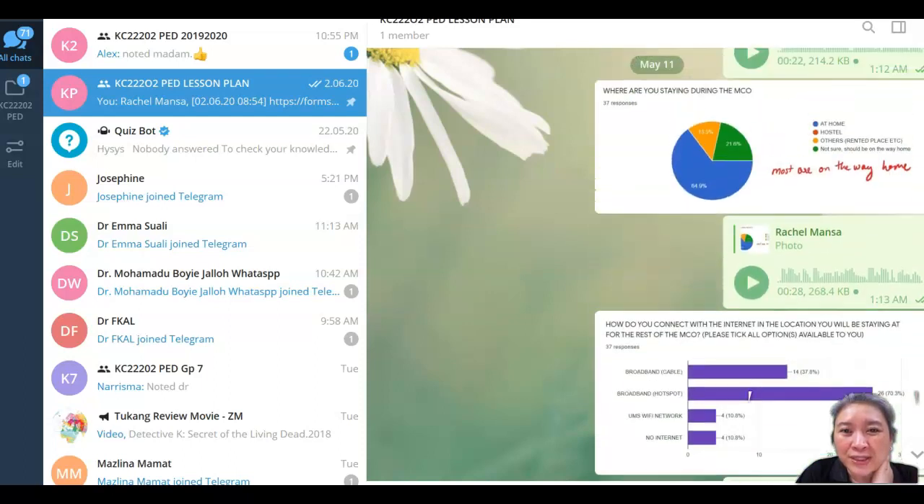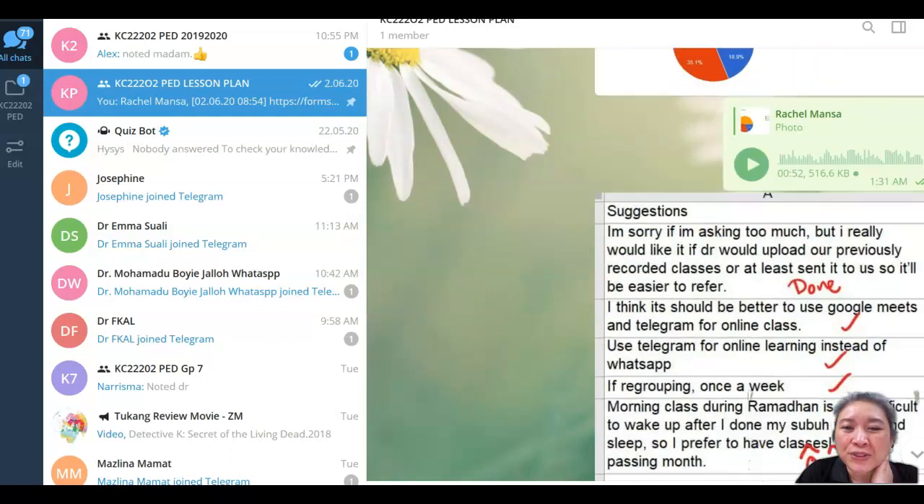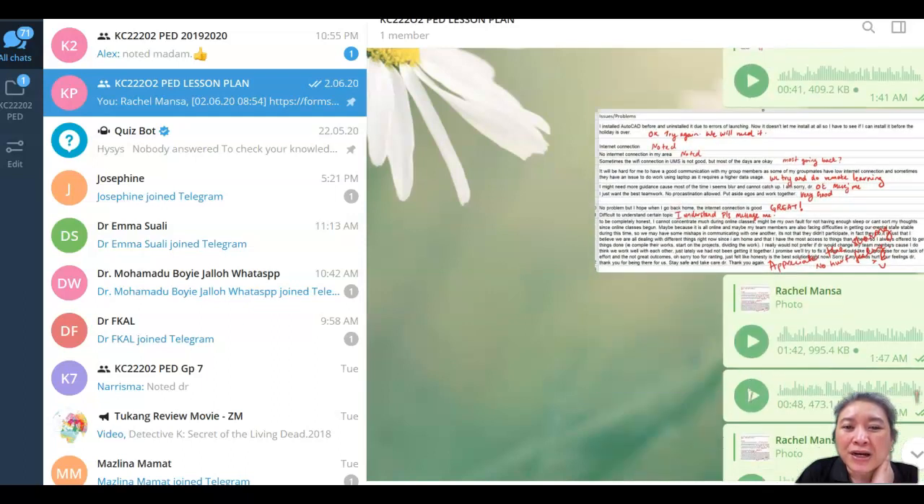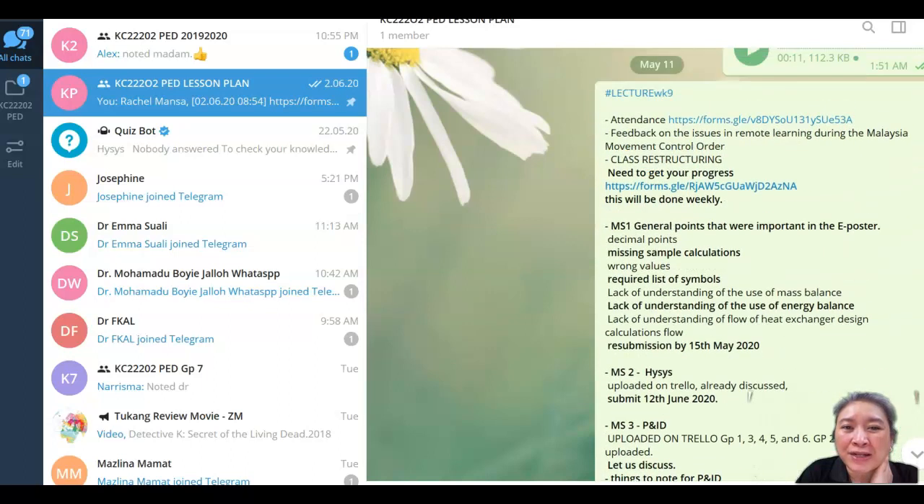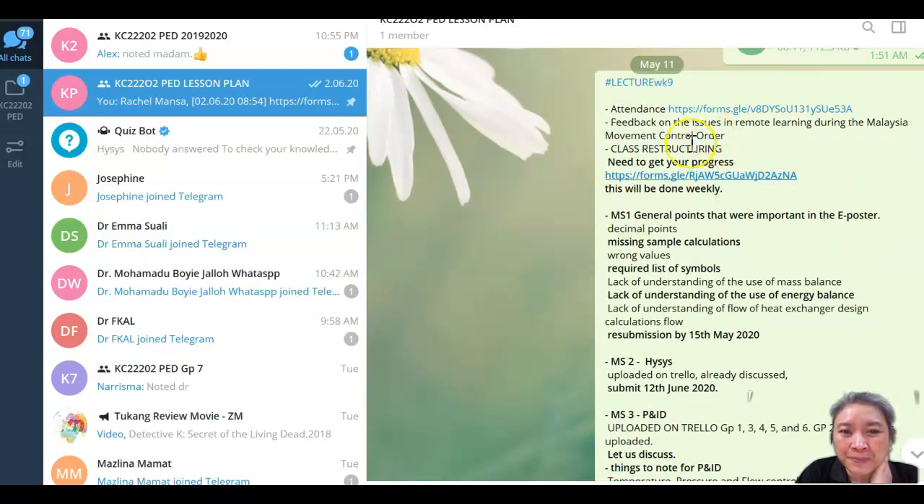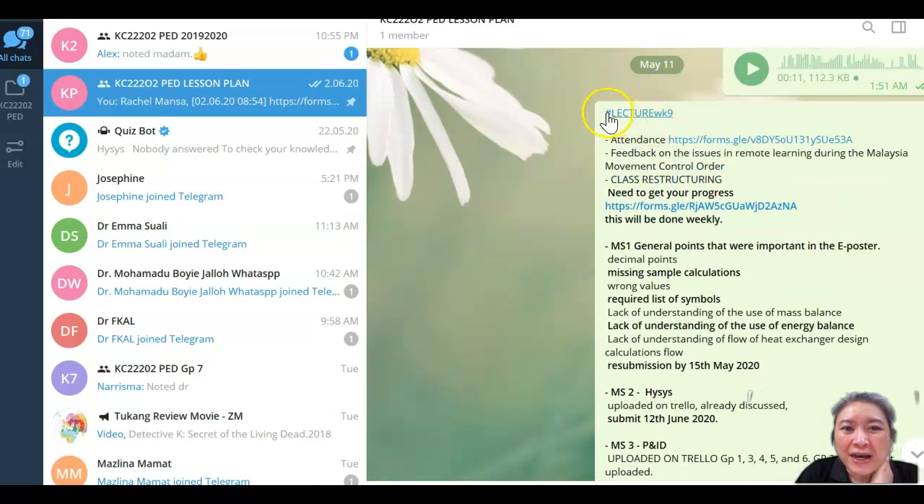These charts that you see here are from a questionnaire that I gave to the students, and a discussion on what they suggested and how I'm going to carry out the class. And then this is my lesson plan for that class itself. So I have lecture 9 here. If I type in the search window hashtag lecture week 10, it will give me week 10. This one is week 9.